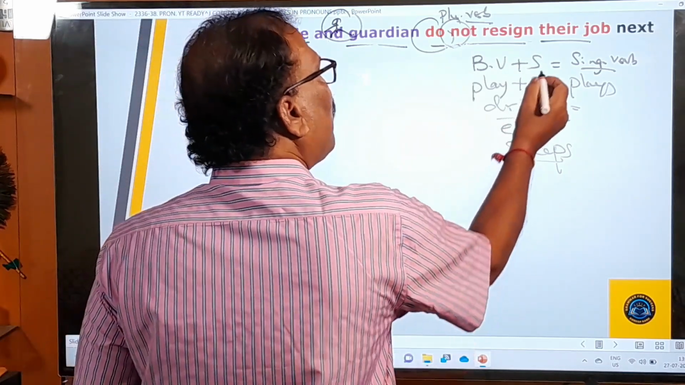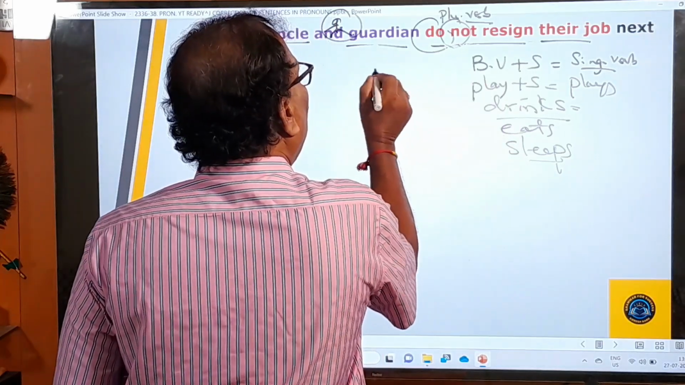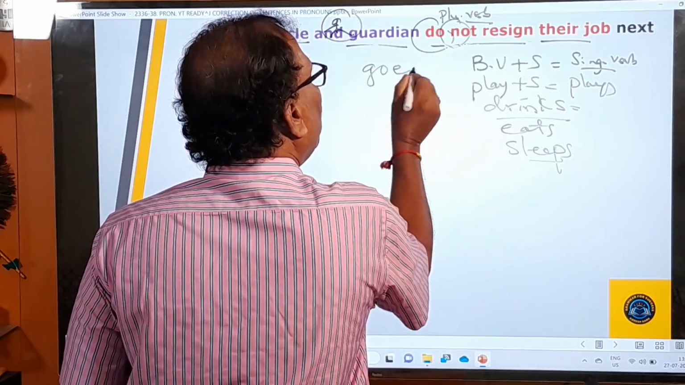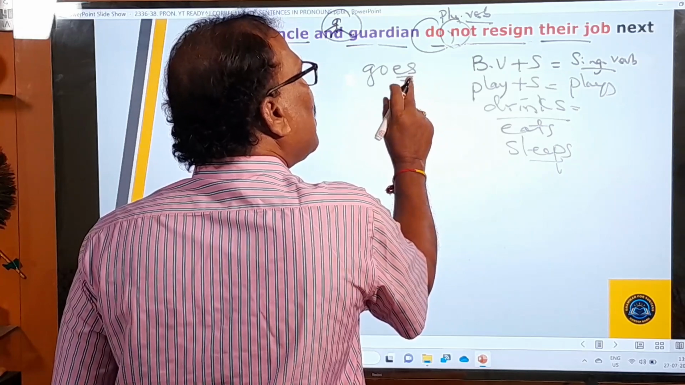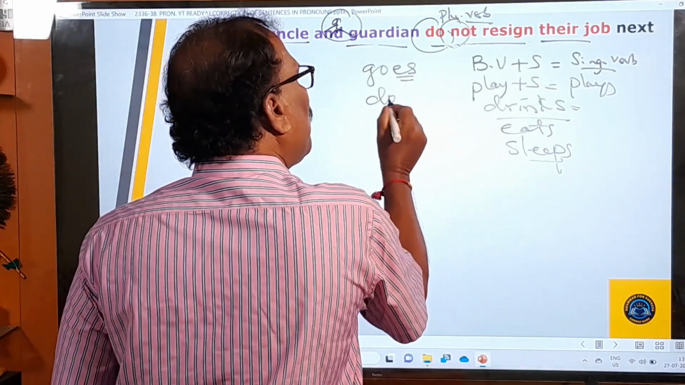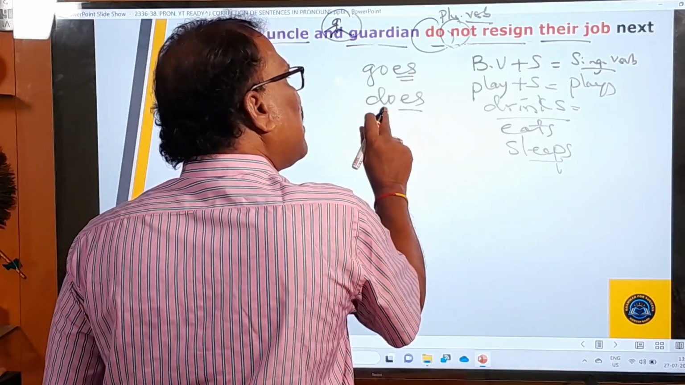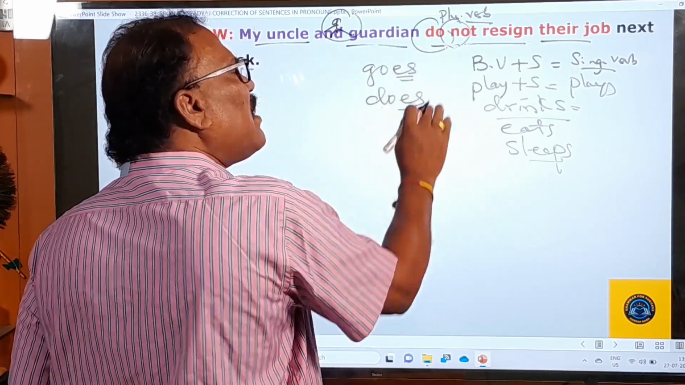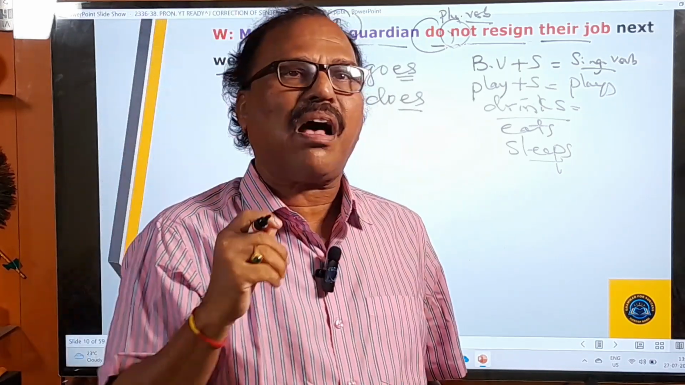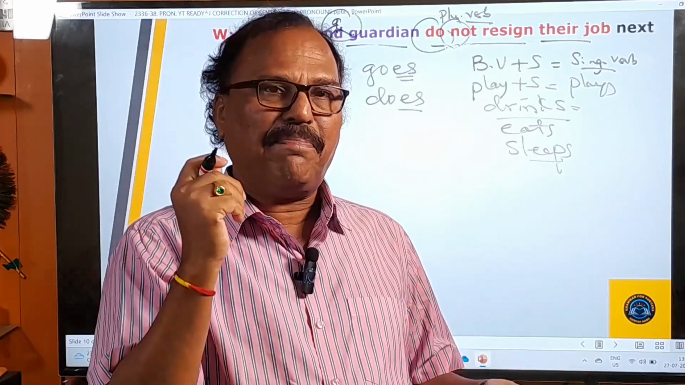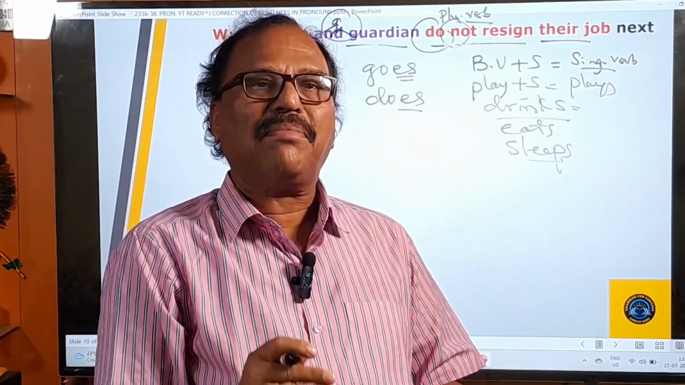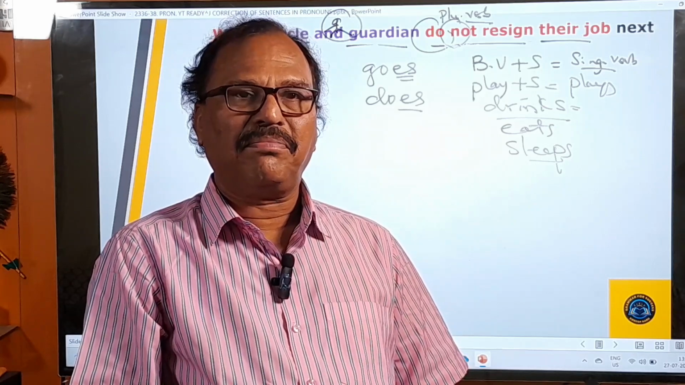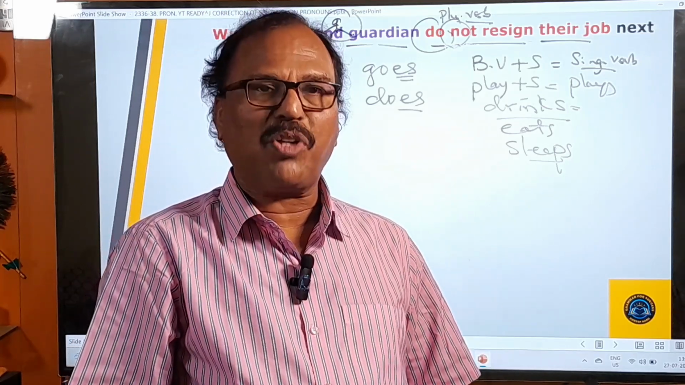Sometimes what happens, you have to add es also. For example, go is there. If you add es, what happens? It becomes singular. Do is plural, and if you add es to that, does is singular. So go is plural, goes is singular. So like this, if you add s or es to the main verb, base form verb, that becomes a singular verb. This is about the main verbs I'm talking.